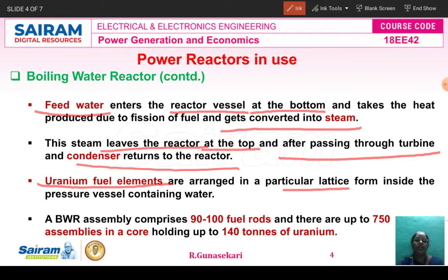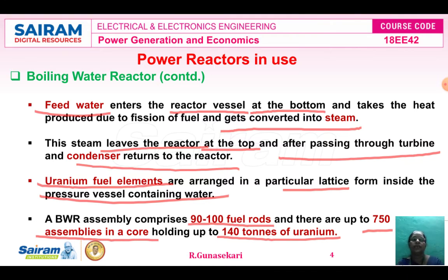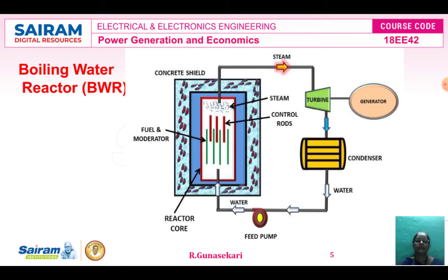The uranium fuel elements are arranged inside the pressure vessel containing water. The boiling water reactor comprises 90 to 100 fuel rods. How many fuel rods are we using? 90 to 100. And then 750 assemblies in the nuclear reactor core. And how much uranium are we using? 140 tons of uranium is used as fuel. These are the important technical key points.